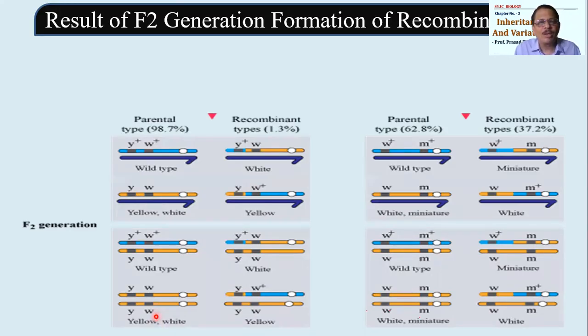First let us look at the X chromosome here. It is going to be the same in all four places. See, this is one X chromosome with y plus w plus. This is another X chromosome with y and w, and here y and w plus. So here both the genes are dominant. Here the gene for color of body is dominant, color of eyes is recessive. Here the genes for color of body as well as color of eyes both are recessive, and here gene for color of body is recessive and color of eyes is dominant.